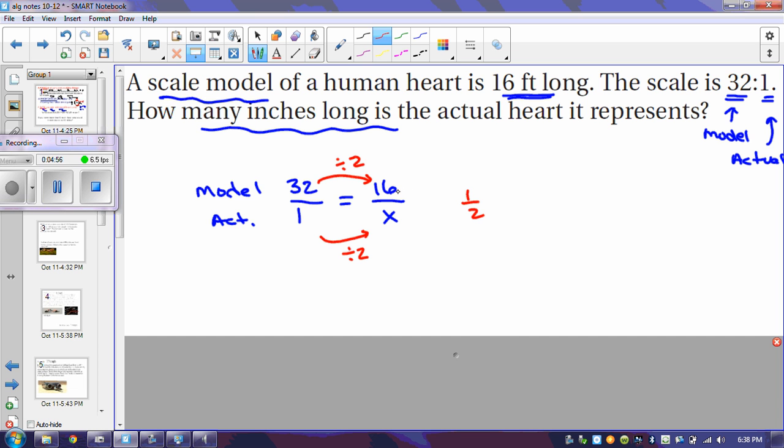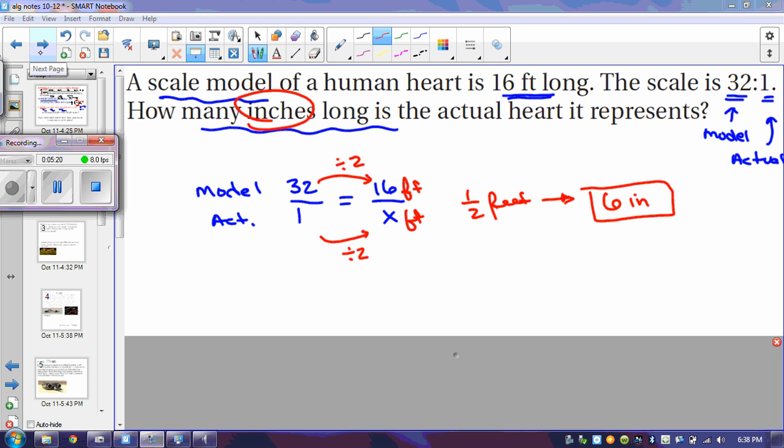1/2. Because the units have to be the same, and this was feet, this 1/2 is a number of feet. The question asked me, though, how many inches long it would be. So you need to realize that 1/2 of a foot is 6 inches. And so the actual heart would be 6 inches long.